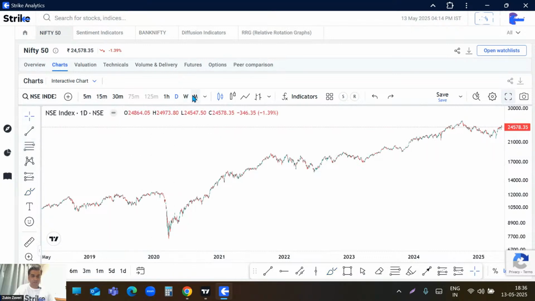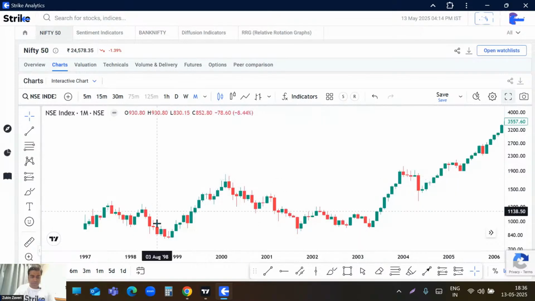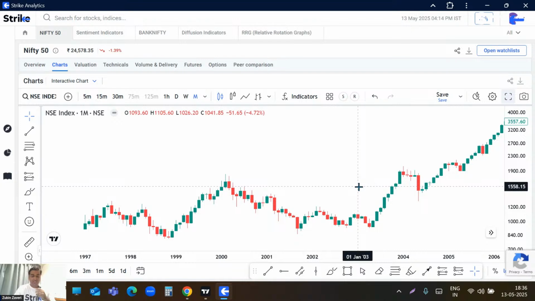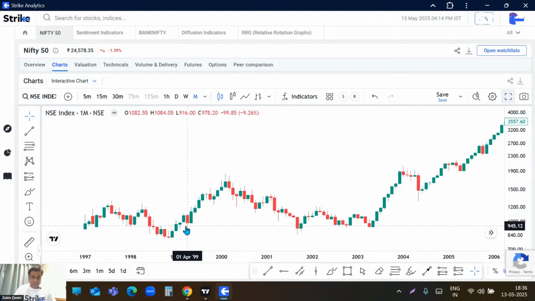So going back on the monthly time frame chart, if we go back to 1999, somewhere over here, the Kargil war had happened, from 3rd of May to 26th of July 1999. On the 3rd of May, there was a first infiltration by the terrorists into our territory, and finally on 26th of July, the Indian Army declared a win against them. So in this May to July, let's understand what happened.